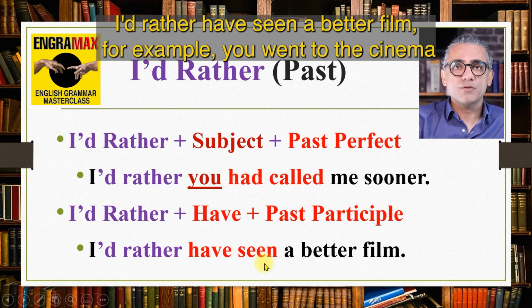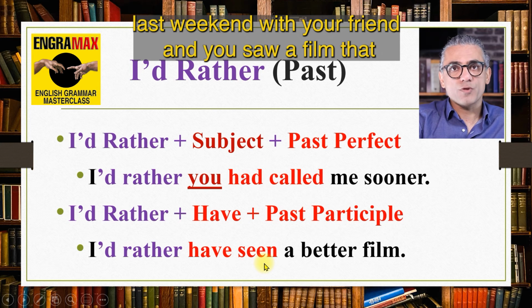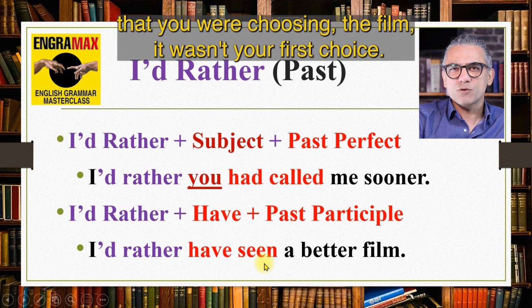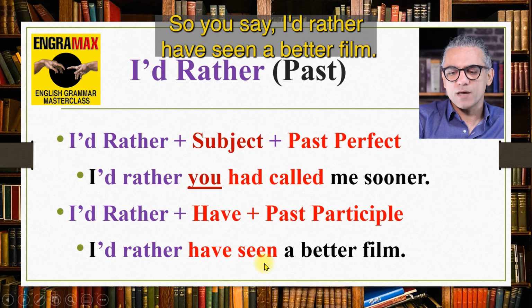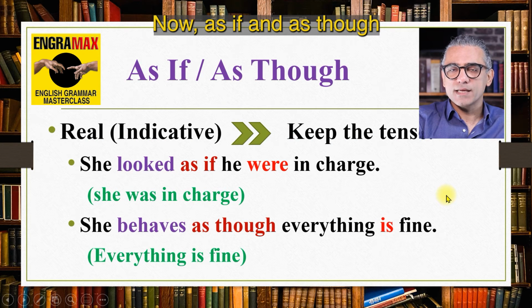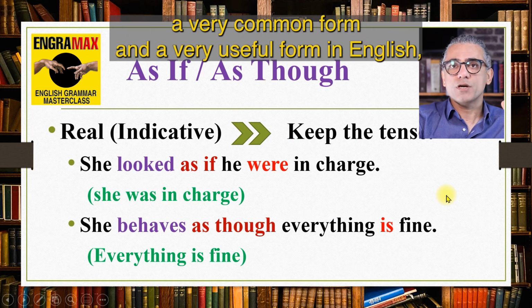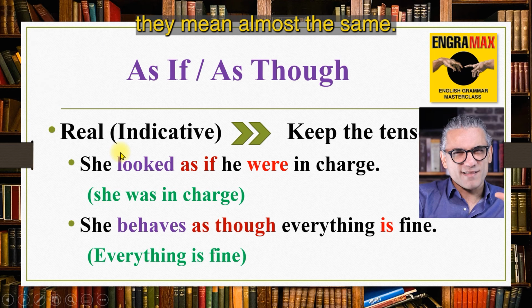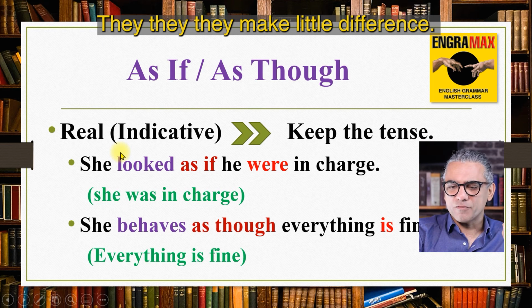For example, you went to the cinema last weekend with your friend and you saw a film that even at the moment that you were watching the film, that you were choosing the film, it wasn't your first choice. So you say, I'd rather have seen a better film. Now, as if and as though, a very common form and a very useful form in English. They mean almost the same. They make little difference.